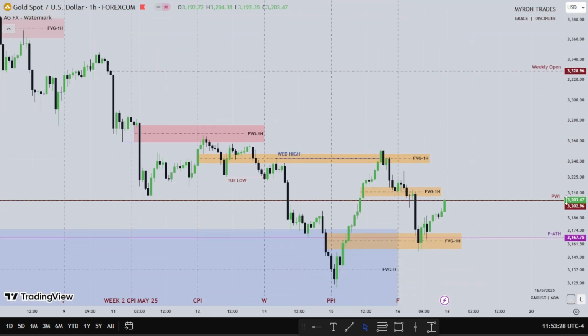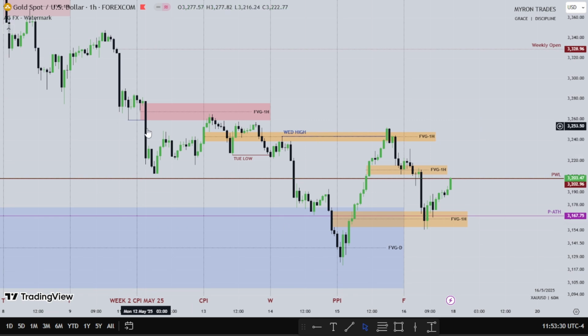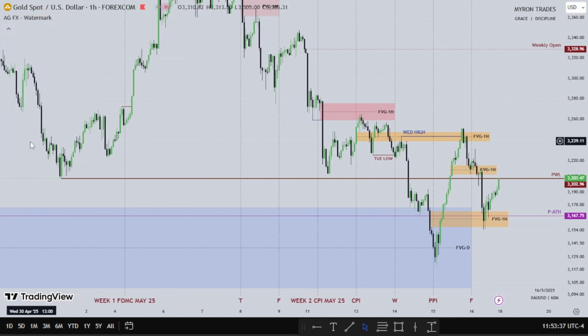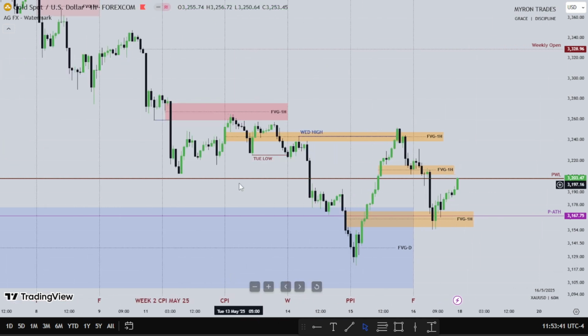So as you can see, Monday trades lower, could not take out the previous week low. This is the previous week low right here. Could not take it out. Look at what Tuesday did. Tuesday was indecisive, consolidative, inside this fair value gap right here.